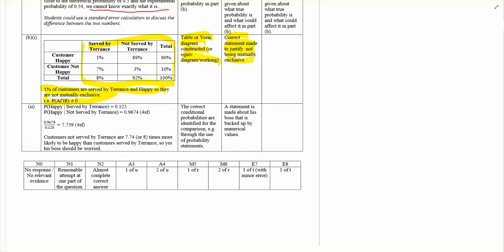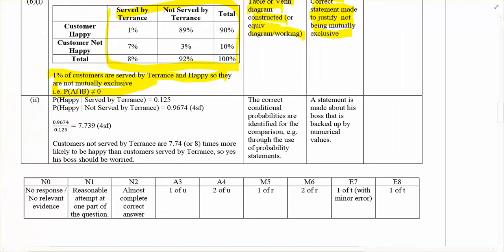For part two, it says for merit, a statement is made about his boss that is backed up by numerical values. So if you didn't back it up with numerical values, then you wouldn't have got it. And specifically when we marked it, we were looking at comparing the conditional probability. The way I did it, I looked at the probability of being unhappy and compared that with those that were served by Terence and those that weren't. You could have also done it the other way around: the probability of being happy given that you were served by Terence versus being happy given that you were not served by Terence, and that would have been just as good. And so you're 7.7 times more likely to be happy if you were not served by Terence.